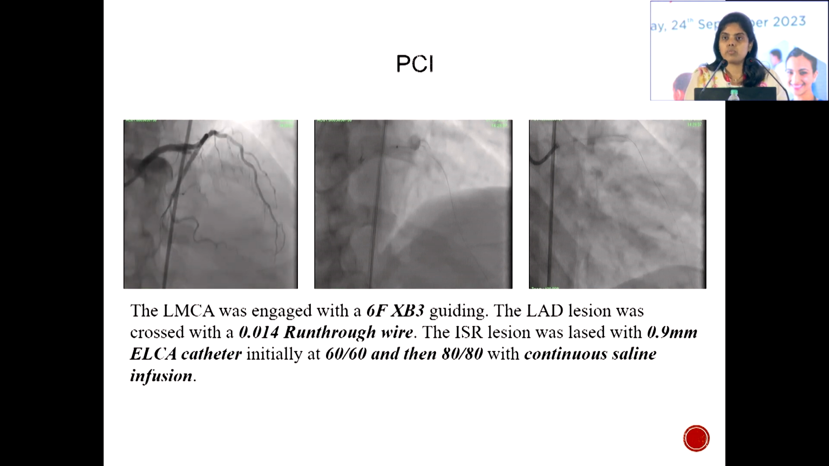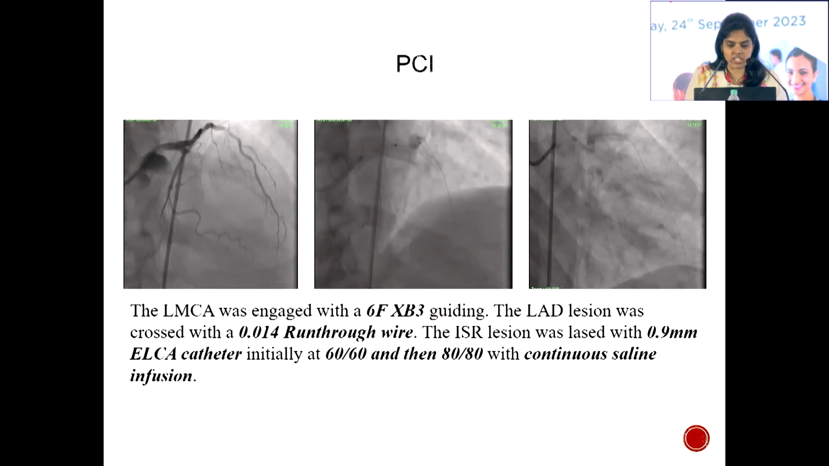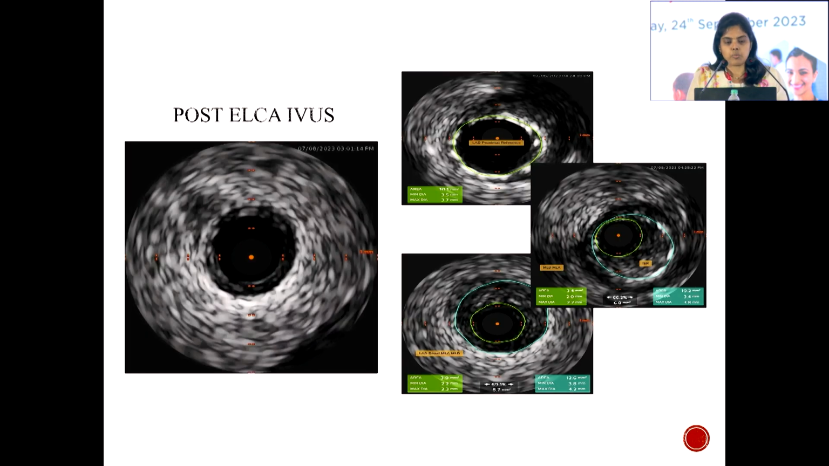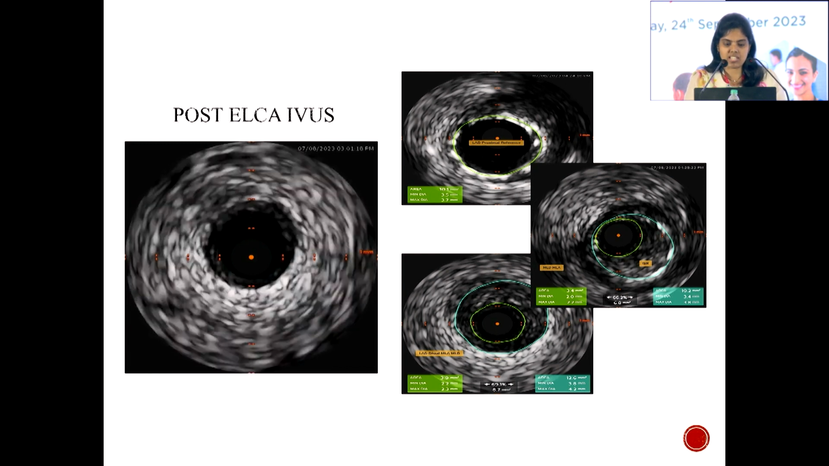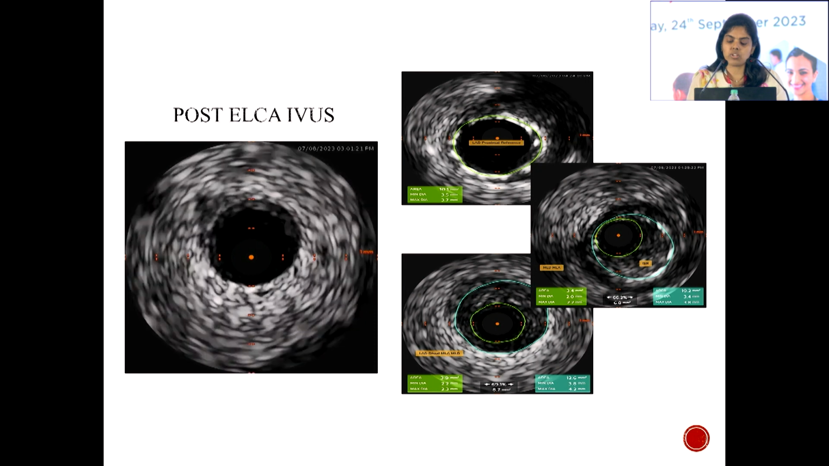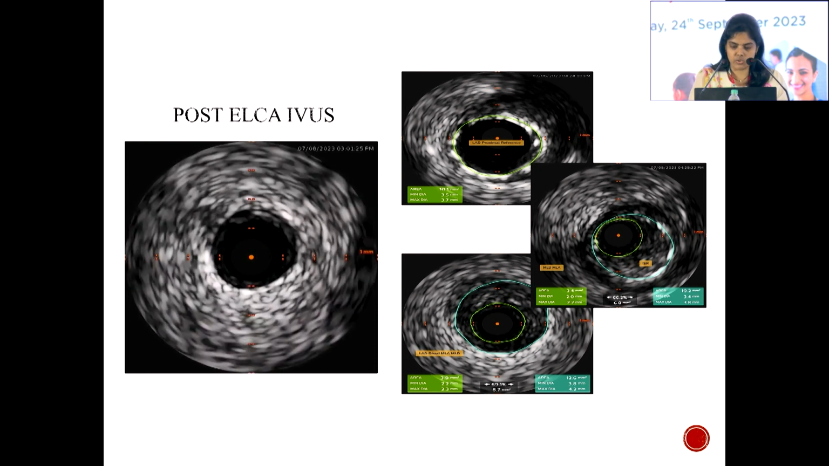So we proceeded with imaging-guided PCI. So we've used something called ELCA, it's a laser lithotripsy, which my colleagues will be talking next about. So post this is how an IVUS run looks like. So you're pulling back the catheter here, this is how it looks, and this is where I focused what is there inside the stent. It was an ISR, that is an in-stent restenosis.